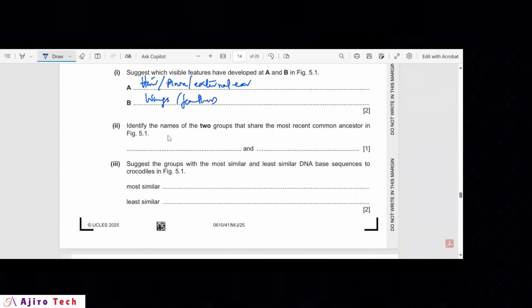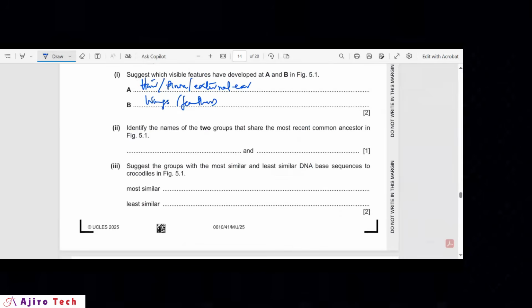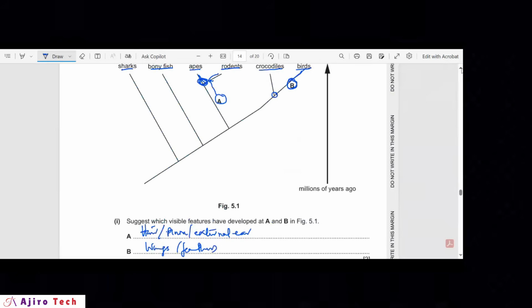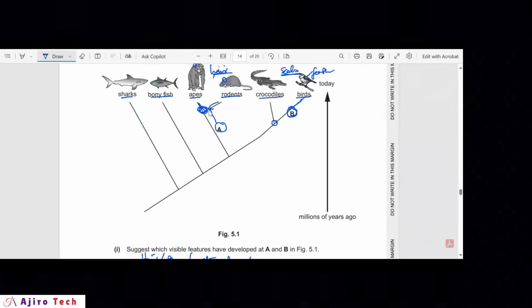Let's find the name of the group that shares the most recent common ancestor. Two groups, of course, as you can see: apes and rodents. This ancestor gave rise to these. So apes and rodents.